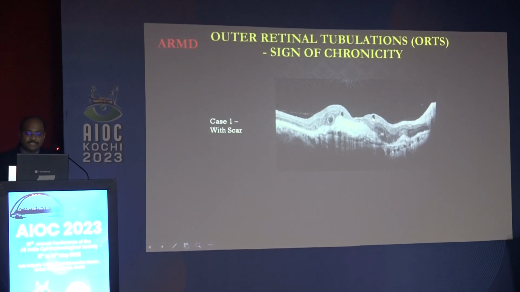I'd like to direct your attention to what is now being called the outer retinal tubulations. These are giveaway signs of chronicity of the lesion.